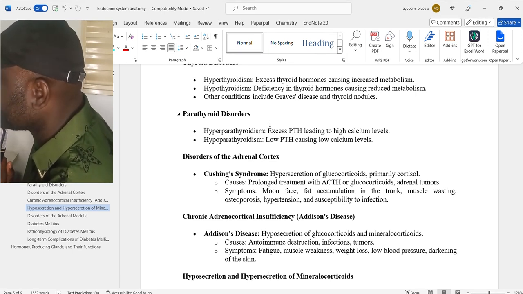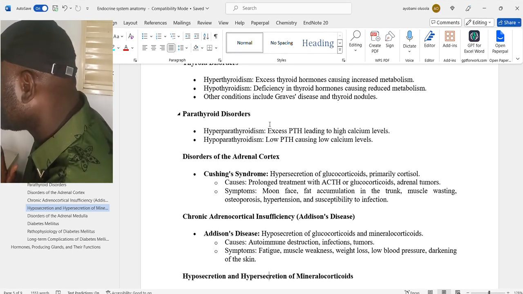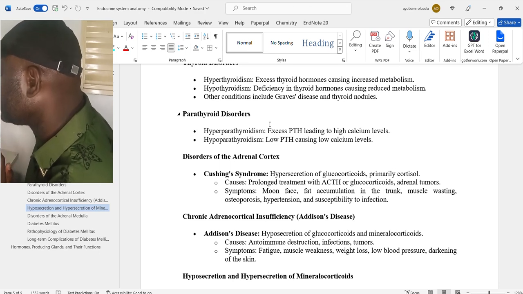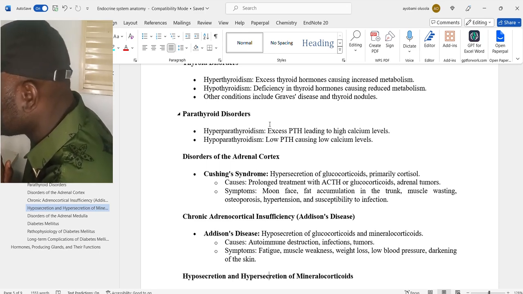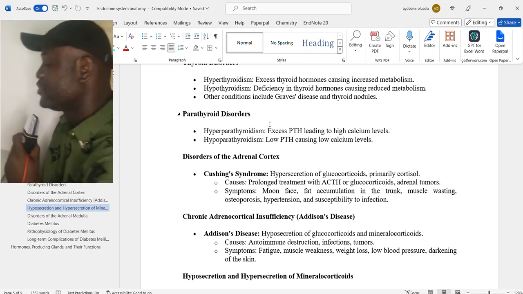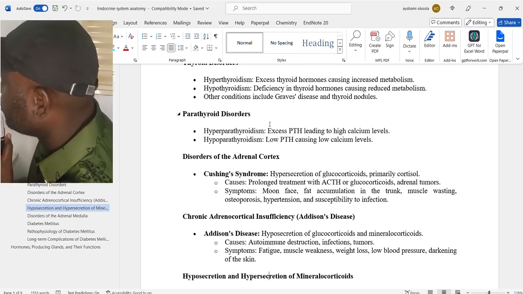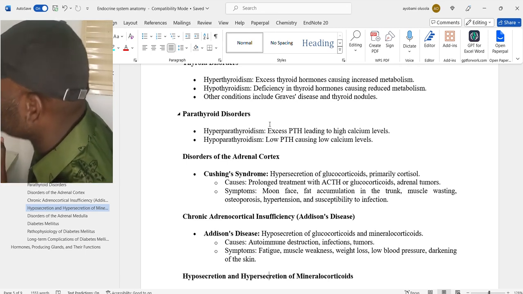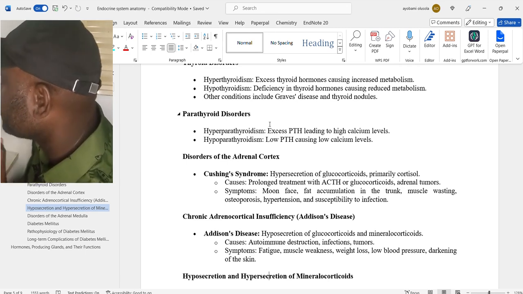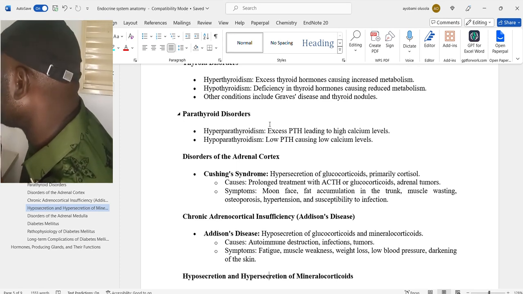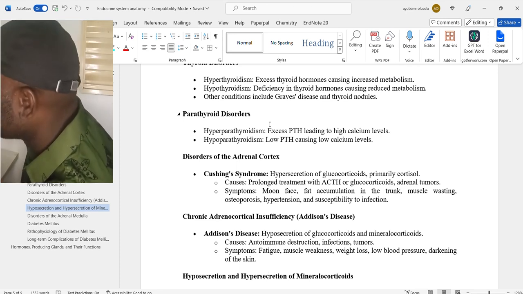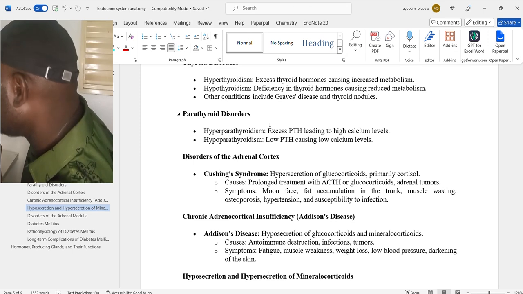And the causes of this Cushing's syndrome have been highlighted in these notes. The symptoms include moon face, fat accumulation in the trunk, muscle wasting, osteoporosis, hypertension, and susceptibility to infection. So what if we now have adrenocortical insufficiency, hyposecretion?